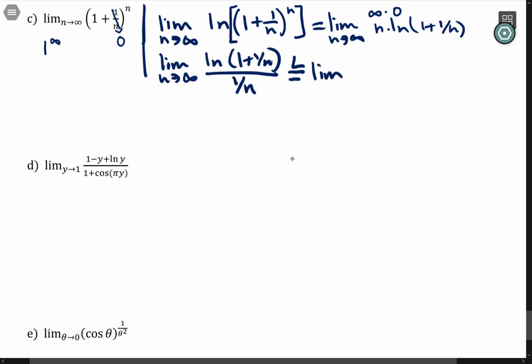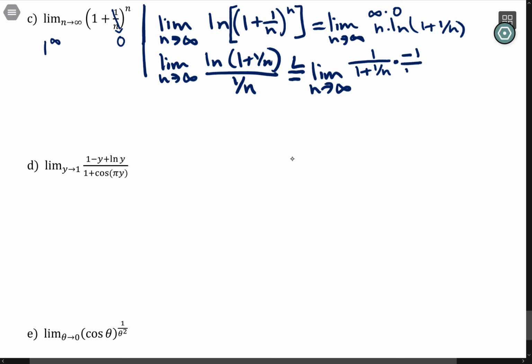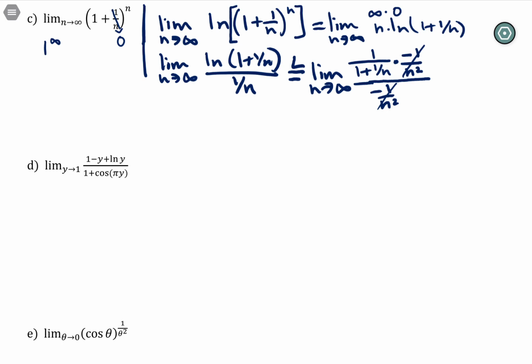L'Hopital's rule says take the derivative of the top, which is going to be 1 over 1 plus 1 over n. Natural log stuff, the derivative is going to be 1 over stuff, and then times the derivative of stuff. The derivative of 1 is 0. The derivative of 1 over n is negative 1 over n squared. Remember, 1 over n is n to the minus 1. And then on the bottom, I get that same thing, negative 1 over n squared. And then I would just straight up cancel those out. That works out really nicely. So notice if you forget your chain rule, you're going to really be messed up on this.